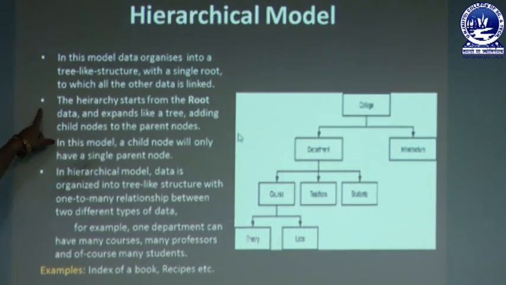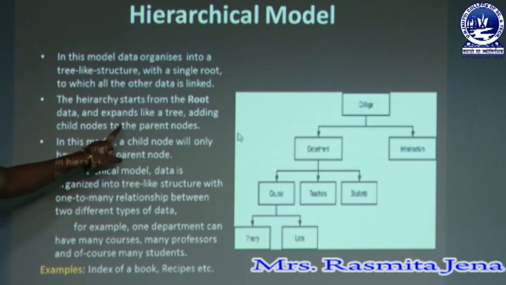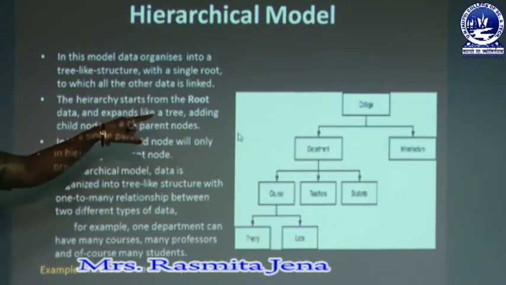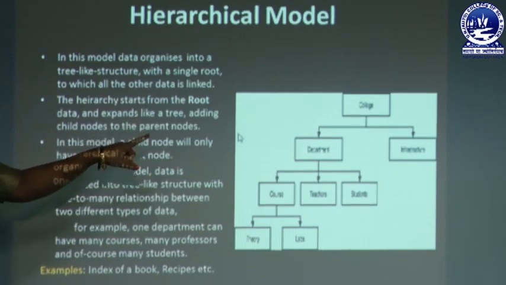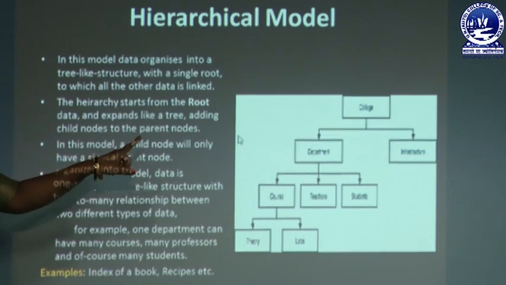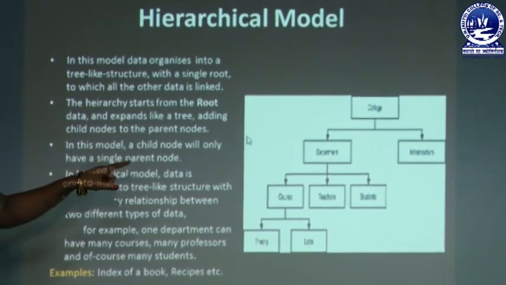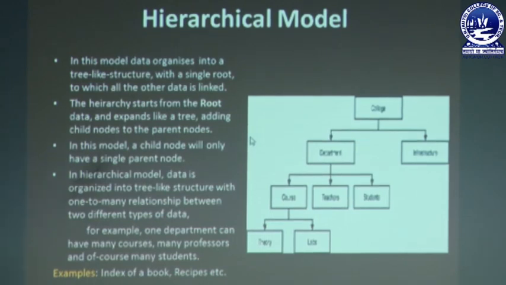The hierarchy starts from the root of the data. That is, the hierarchy starts from the college and expands like a tree, adding the child node to the parent node. That means your college is your parent node, and the parent node has 2 children: one is your department, another one is your infrastructure. In a similar way, the department node has 3 children: course, teacher, and student. In this same process, the course parent has 2 children, theory and lab.